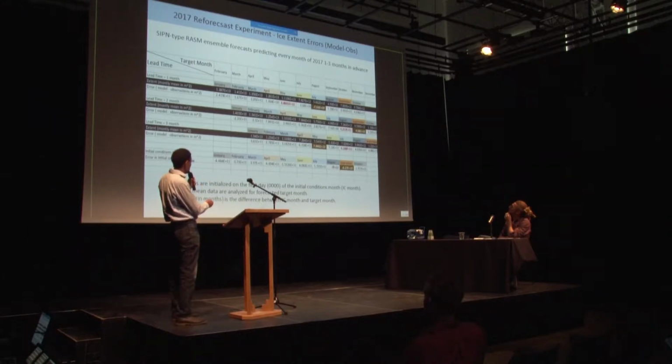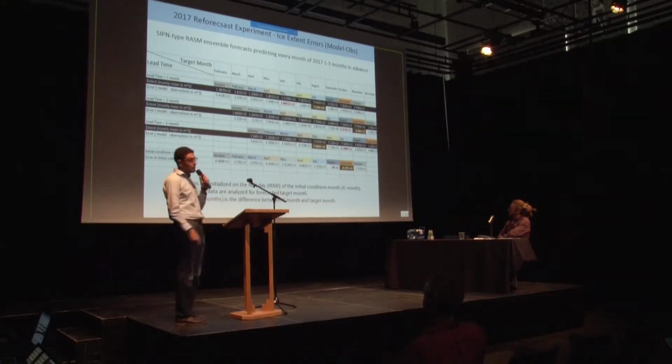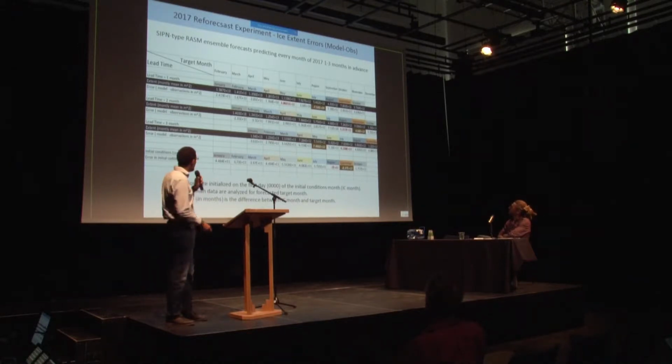And the least error was in September, 8.310 to 3. And the highest error was in August. In all initial conditions, we're underestimating. Error here is model minus observation, sorry. So we are underestimating in all initial conditions in terms of error.